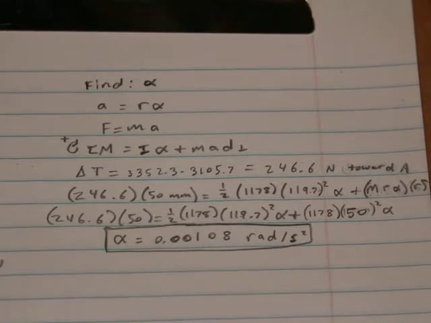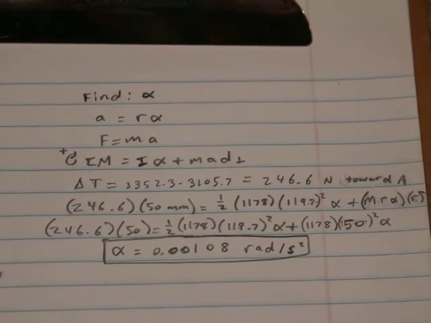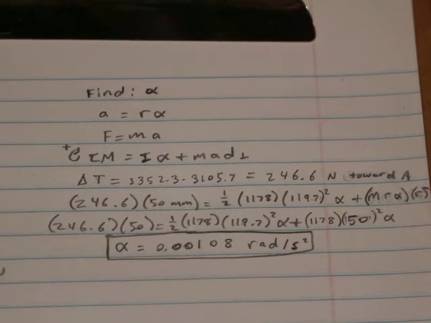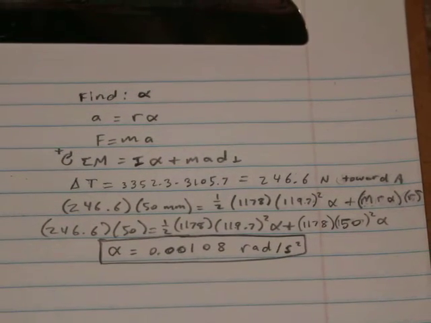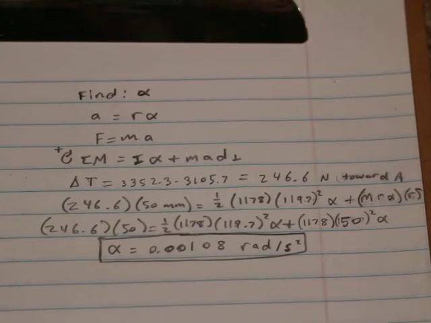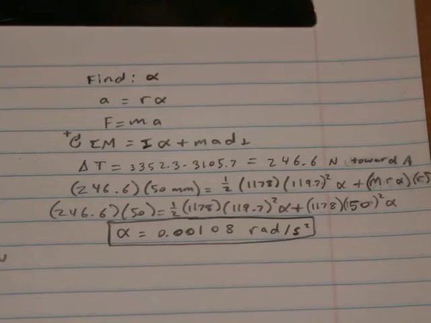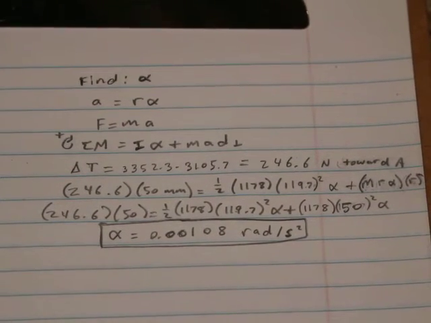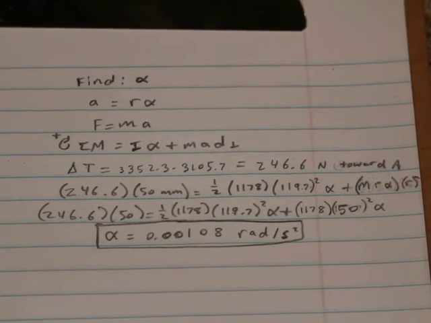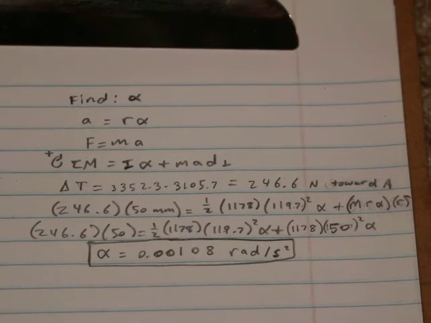So anyway, it's the 1 over 2 times 1,178 kilograms. I think it was kilograms. Yeah, kilograms. Times 119.7 millimeters squared. Like we said, that's the radius of gyration.